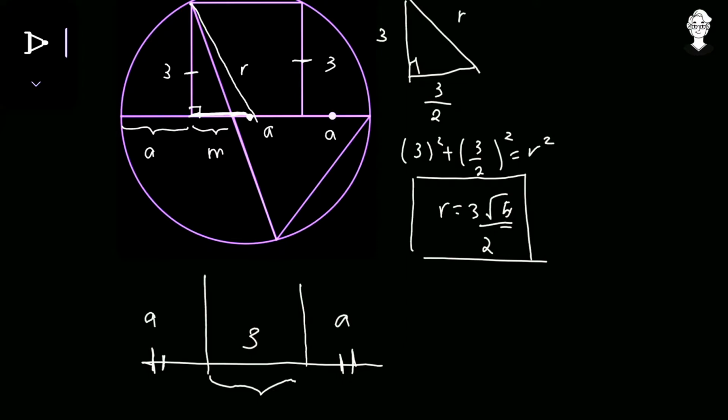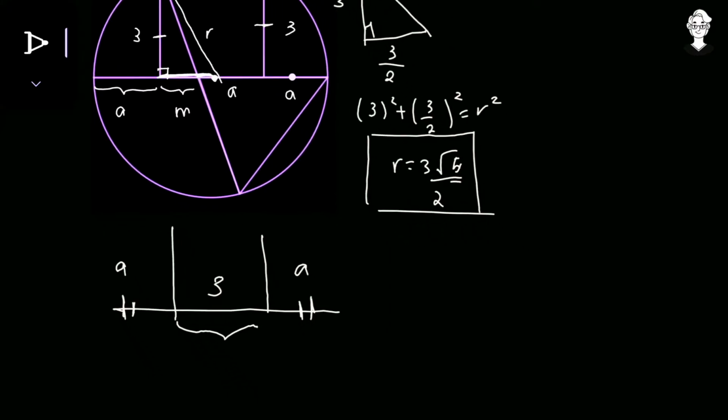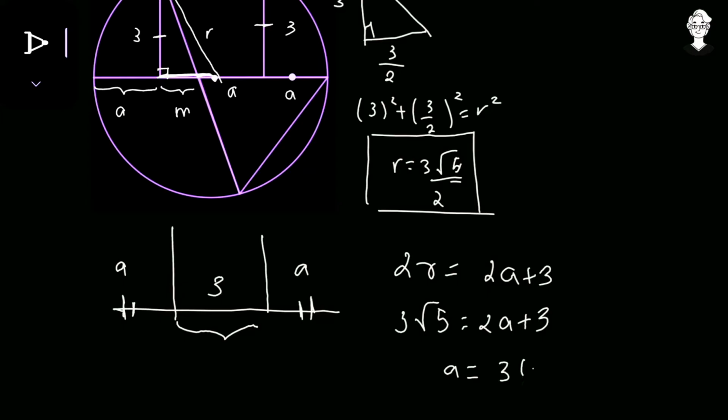So as this is the diameter, the diameter is equal to 2 times the radius, and that is equal to 2 times a plus 3. Now we have the value of r, so r into 2 gives me 3 times square root of 5, that is equal to 2 times a plus 3. So from here I have the value of a, that is (3 times square root of 5 minus 1) upon 2.